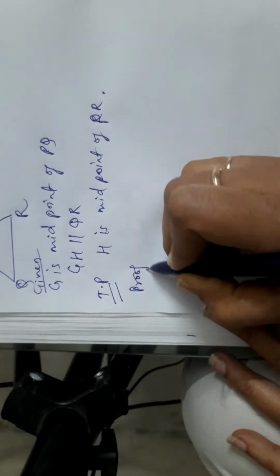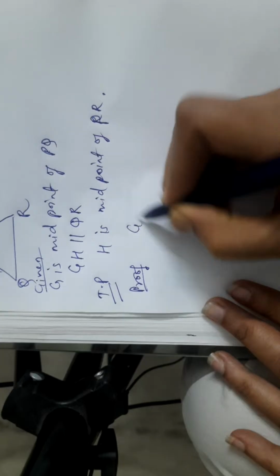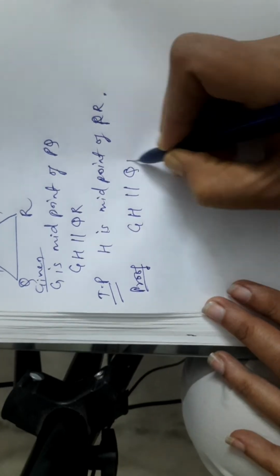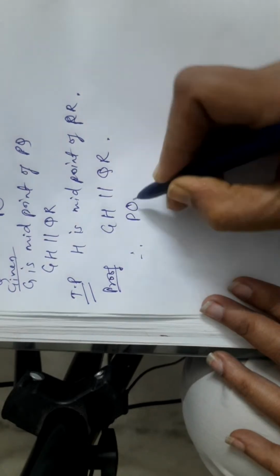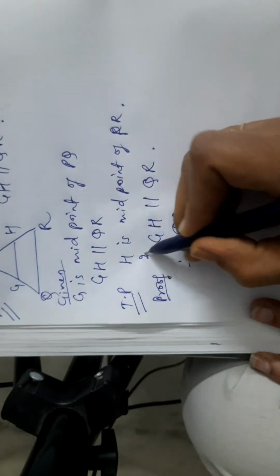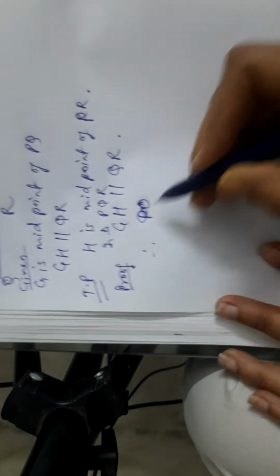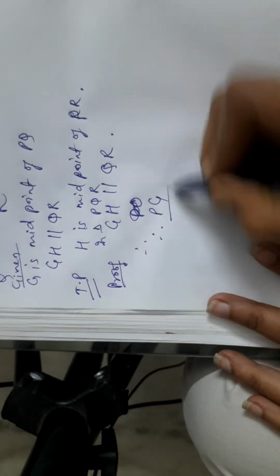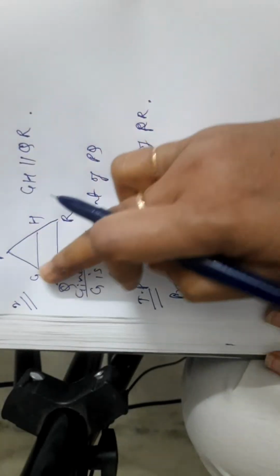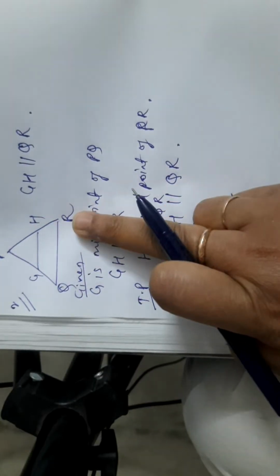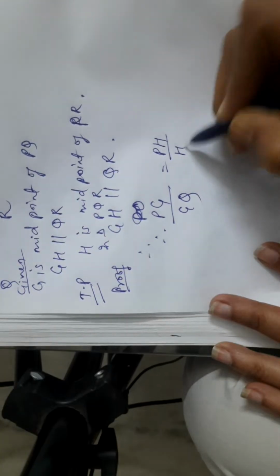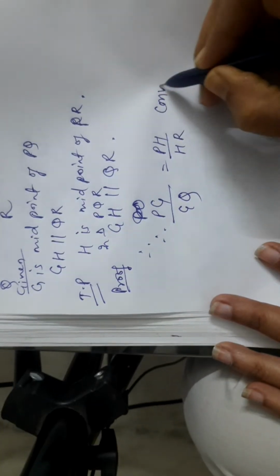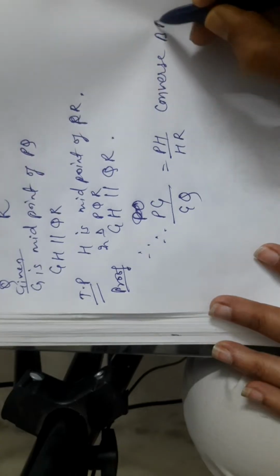Let's start with the proof. It is given GH is parallel to QR. Therefore, GH is parallel to QR in triangle PQR. So therefore, PG upon GQ will be equal to PH upon HR by BPT. So PH upon HR, that is by converse BPT.